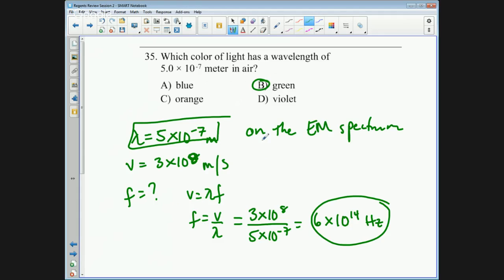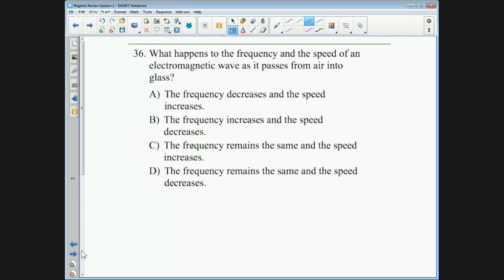However, if we determine the frequency, when we use this wave equation, the frequency is 6 times 10 to the 14 hertz. If we look at the electromagnetic spectrum, 6 times 10 to the 14 is closest to 6.10 times 10 to the 14, and that would be green light. Okay? The way that it's set up is that the numbers are kind of to the left of the color. Okay. All right, let me move on to number 36.